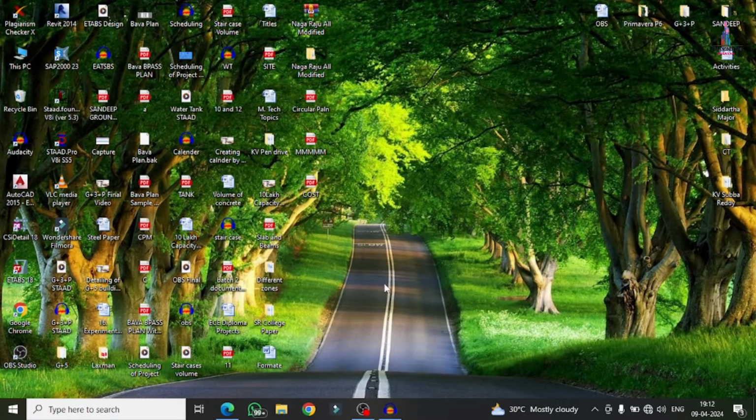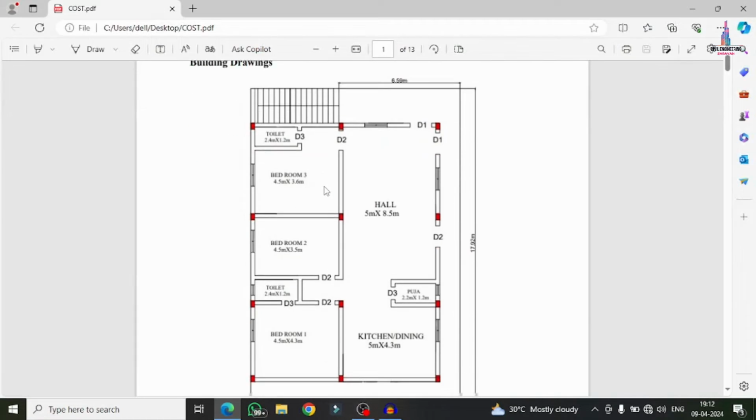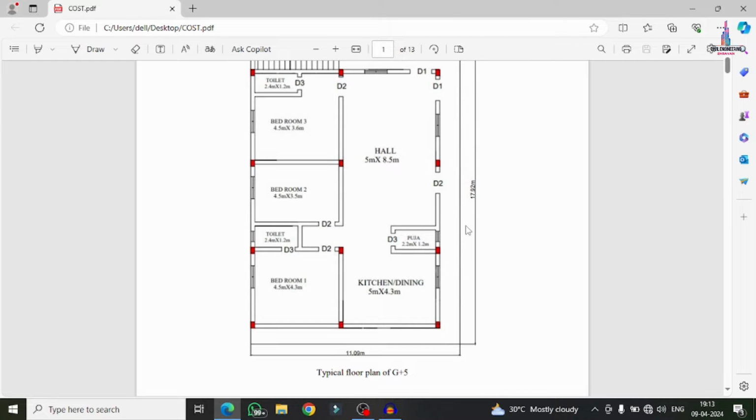So let's start our video. Here I am selecting my typical floor plan for the cost estimation project. This is my typical floor plan, which consists of the hall, puja, kitchen, bedroom 2, bedroom 3, and these are the washrooms attached to these bedrooms. These are the dimensions for this typical floor plan. All the dimensions are in meters, because we have to consider only cubic meter quantities in the cost estimation process. That's why I am taking the dimensions of the project in meters only.